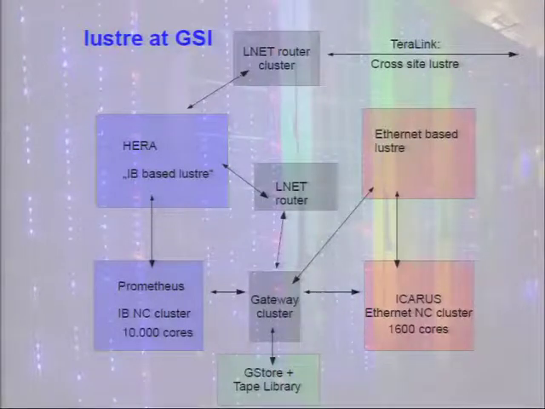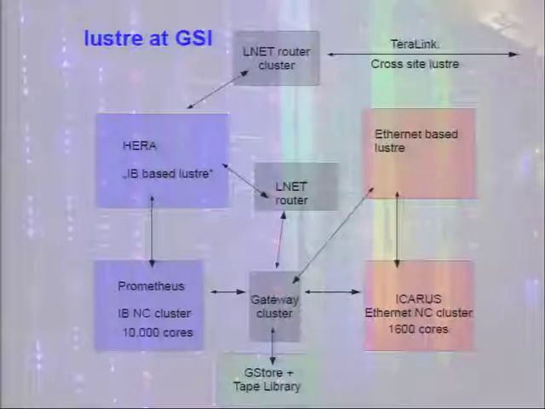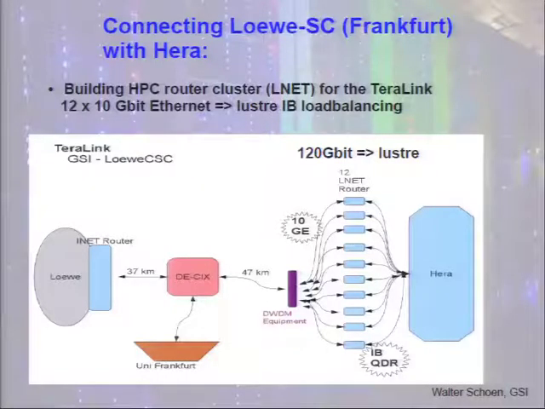We already have a prototype of this TerraLink. Tera means we want to achieve terabits per second in the next years. We have already reached 120 gigabits. This is now connecting Hera, our InfiniBand Lustre, via about 85 kilometers of glass fiber to the Löwe supercomputer in Frankfurt. And the connection is done, so it's a Lustre connection.